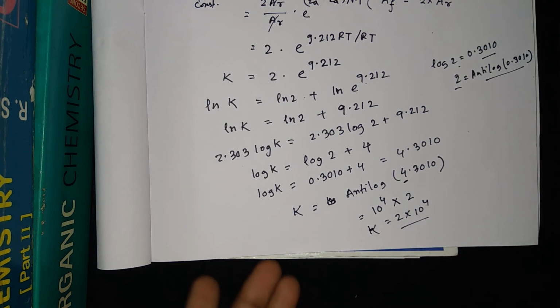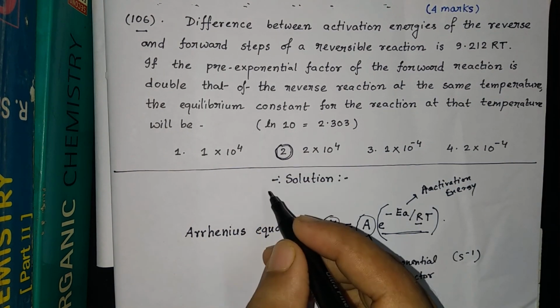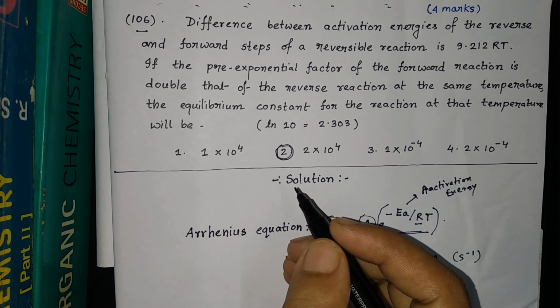So guys, now we will see the question. In this question we can see option 2 is representing the correct answer among these 4. So hope guys you understand this calculation.